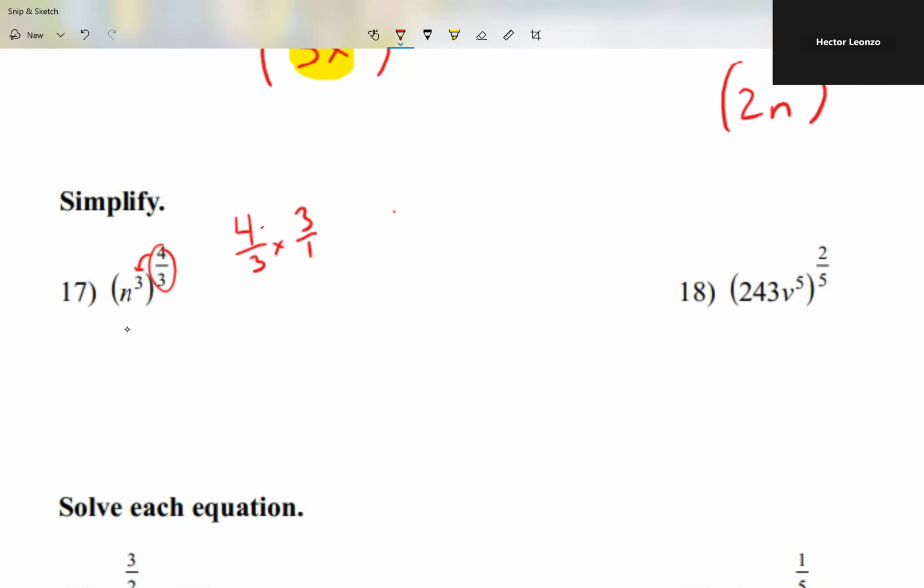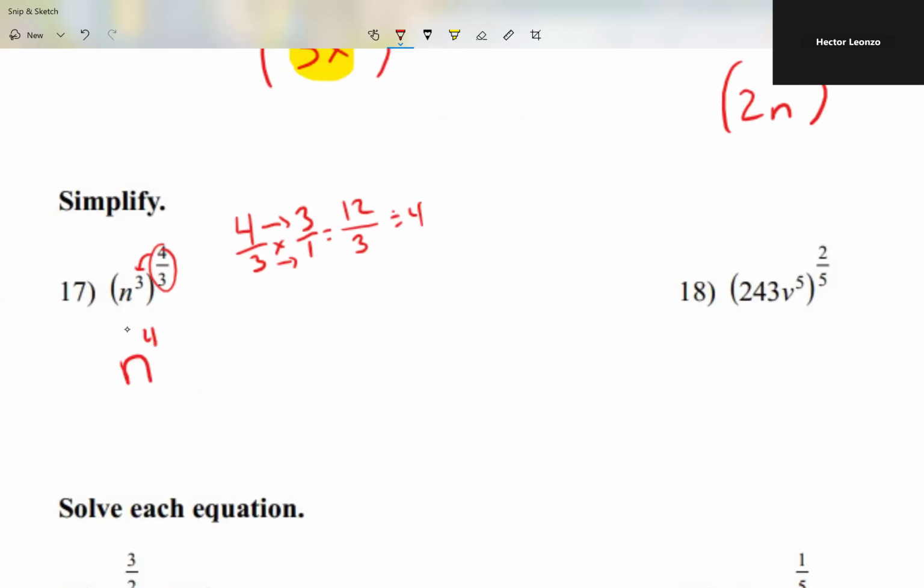And then we just multiply straight, right? 4 times 3 is 12. 3 times 1 is 3. Now 12 divided by 3, isn't that 4? So I'm just going to call this 4. So in reality, when I multiply my exponents, I just get 4. So my answer, if I was doing this on paper, I can easily write this, right? N to the 4th. That's it, just N to the 4th. All I did was multiply my exponent on the outside to the exponents on the inside.